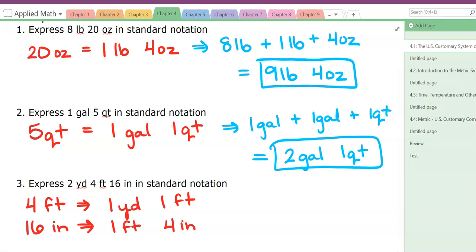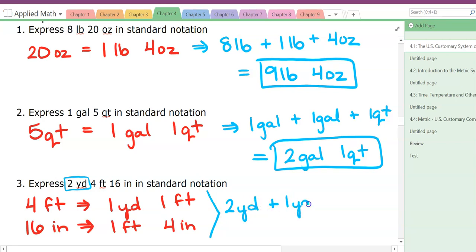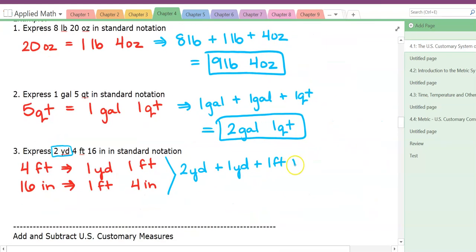Okay, so now you're going to take those two new measurements that you guys wrote down, and we're going to add it to the 2 yards from the problem. So we have 2 yards. We're going to add 1 yard, 1 foot, 1 foot, and 4 inches. I just put plus signs in front of everything just to kind of keep track of what I'm adding. So 2 yards and 1 yard would be 3 yards. That takes care of those.